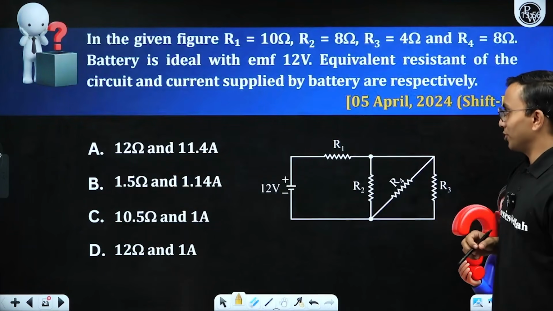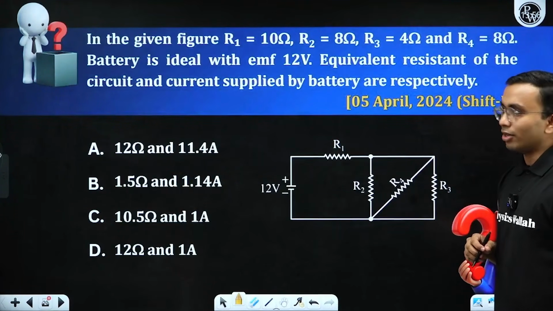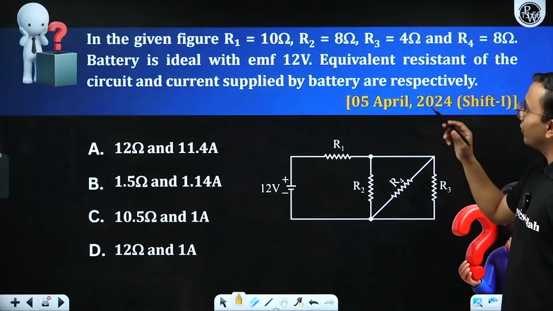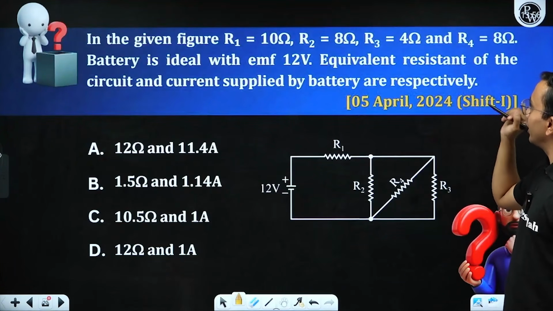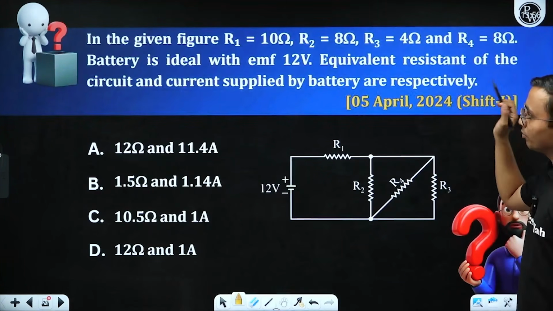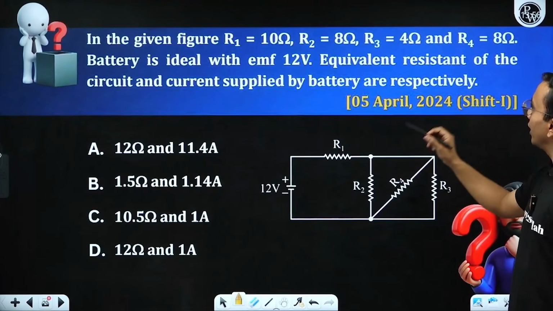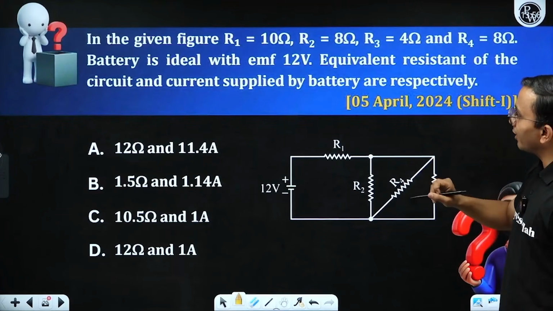Now coming to some questions for series parallel combination. In the given figure, R1 is given 10 ohm, R2 is 8 ohm, R3 is 4 ohm, R4 is 8 ohm, battery is ideal 12 volt. Find the equivalent resistance of the circuit and current supplied.